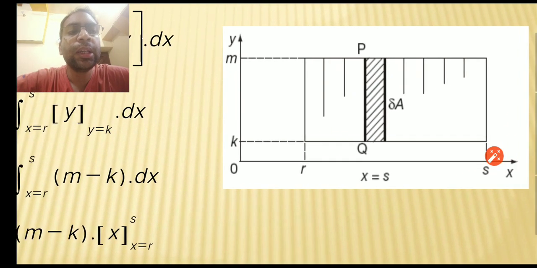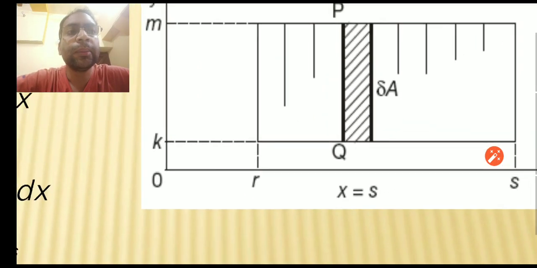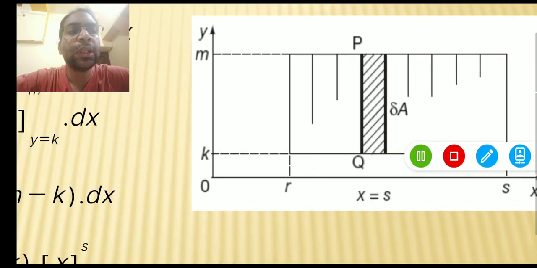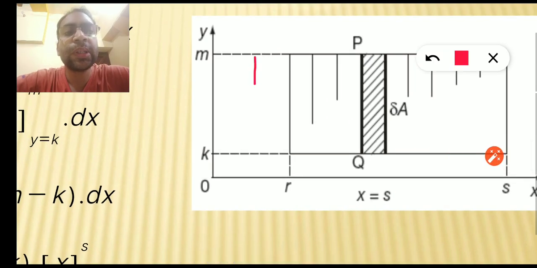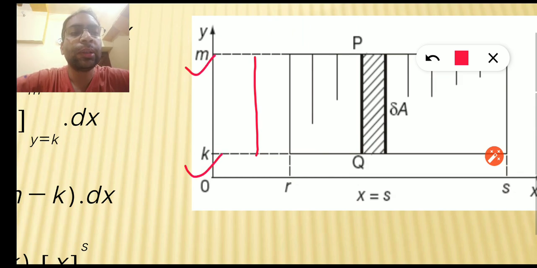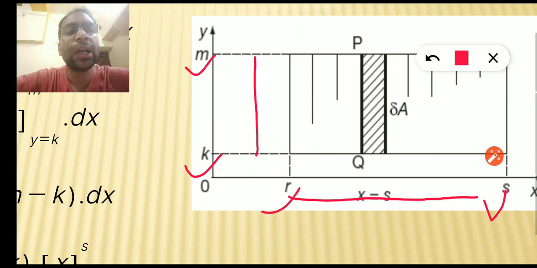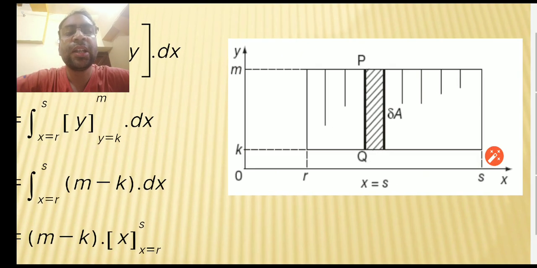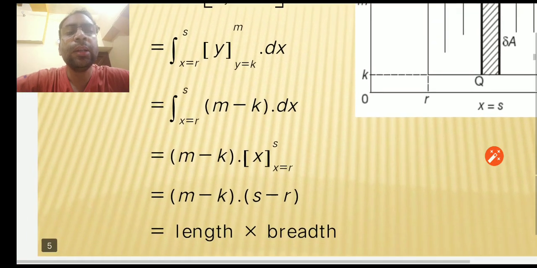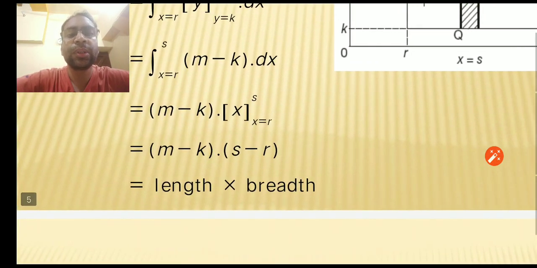So the length will be indicated by m minus k, and the breadth of the area will be indicated by s minus r. And just by integrating this, we will find out the actual result of the complete area. So this is length into breadth.